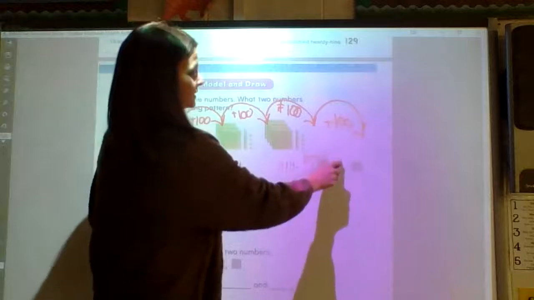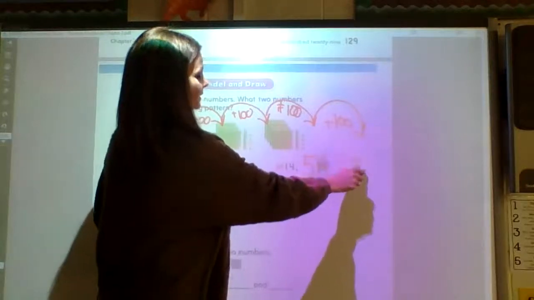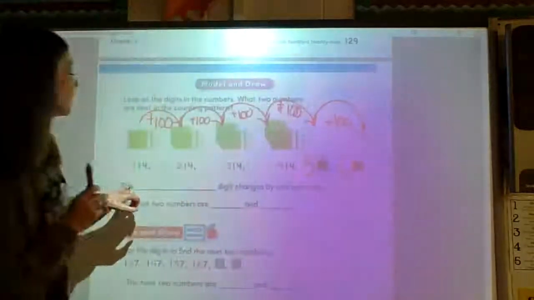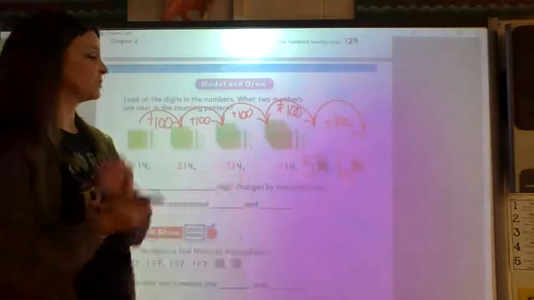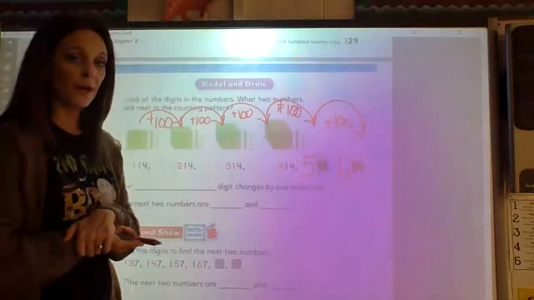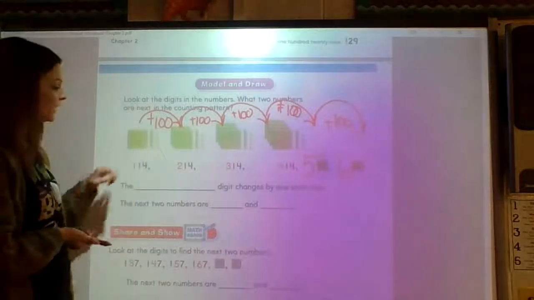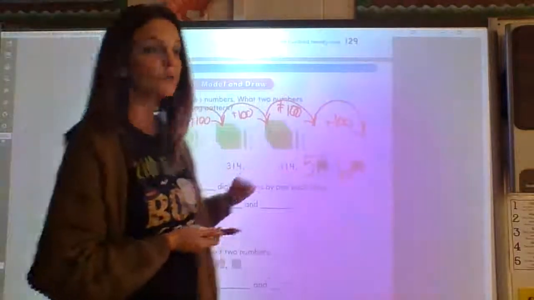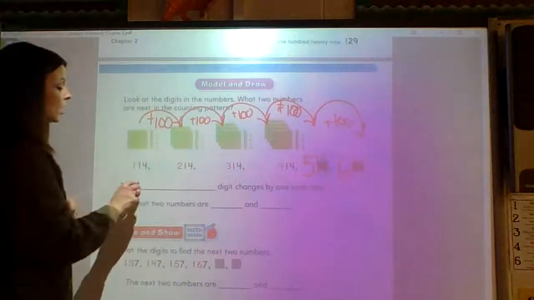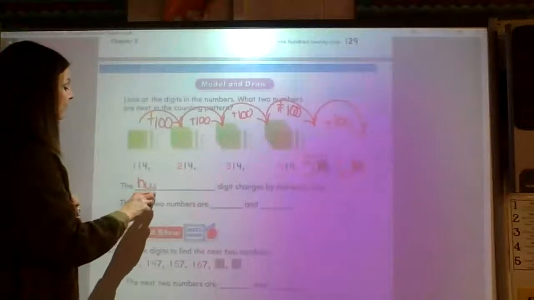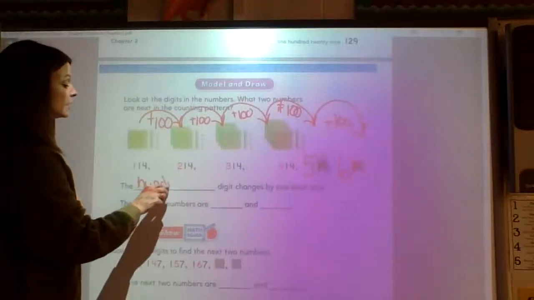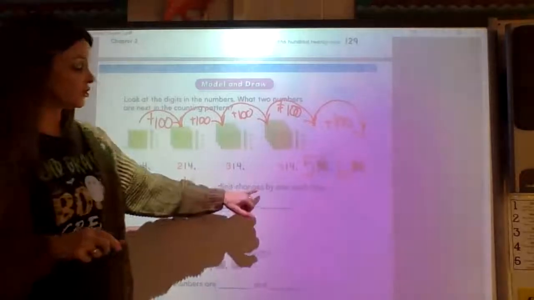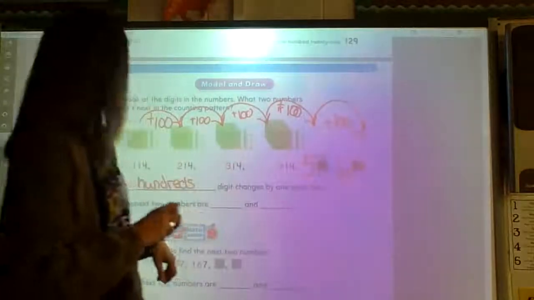And I'd go up to 614. But wait a minute, we're not done. The blank digit changes by 1 each time. Well, if we look here carefully on our page, the only thing that changed was our hundreds. So we're going to write hundreds. We're not writing the standard, we're writing the word. The hundreds digit changes by 1 each time.